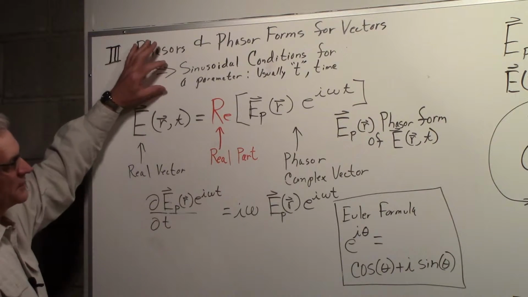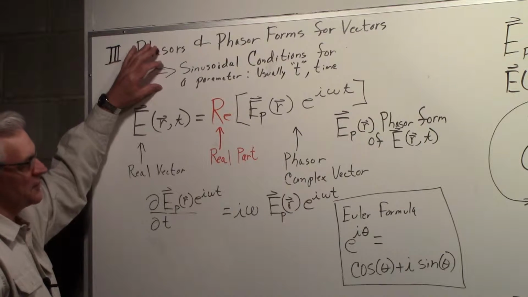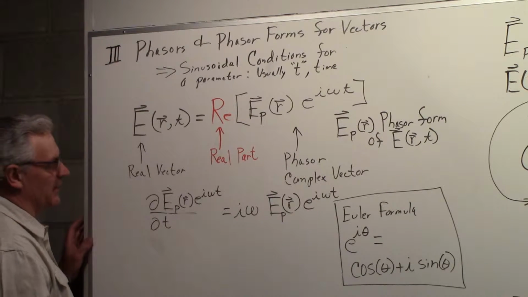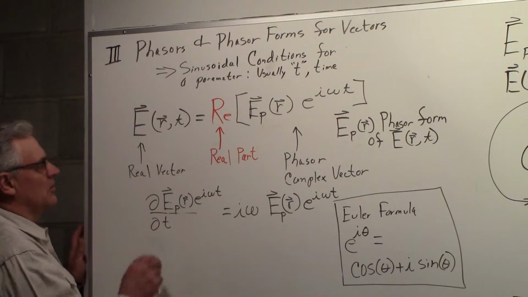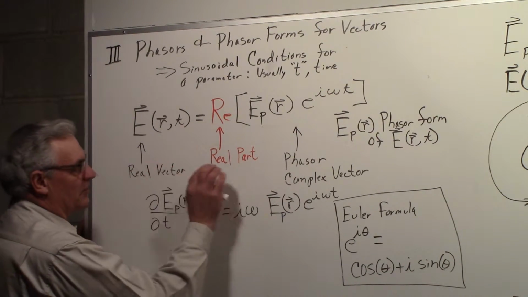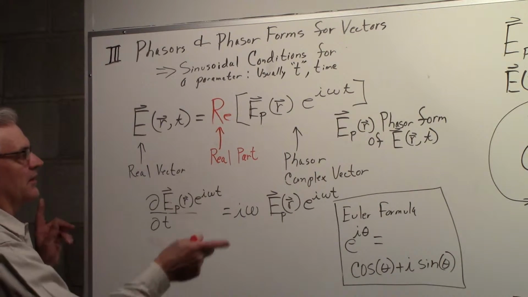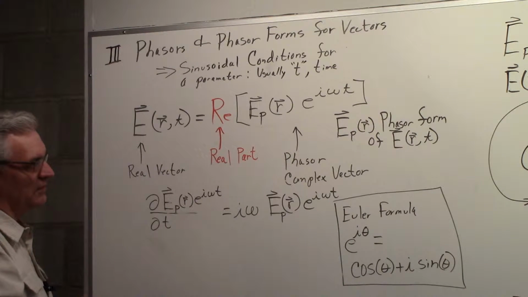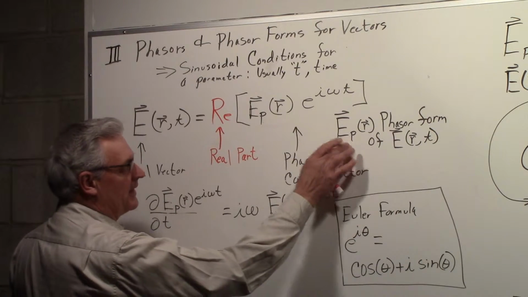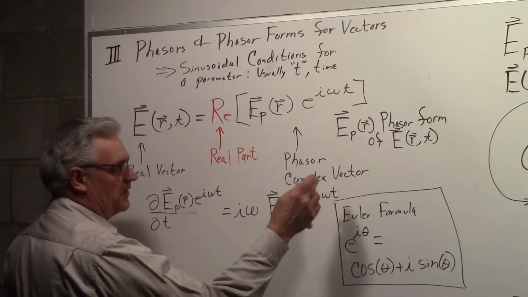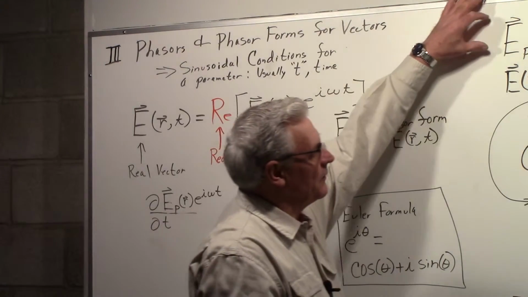And this works for sinusoidal conditions of some parameter. And usually that parameter is t. It could be something else, maybe q, and you'd have a q here and a q here. But the real vector is equal to the real part of this complex vector. So what we want to show is how to go from one to the other by using an example. And let me just mention that the sub p that we're using here denotes the phasor form of the real vector.